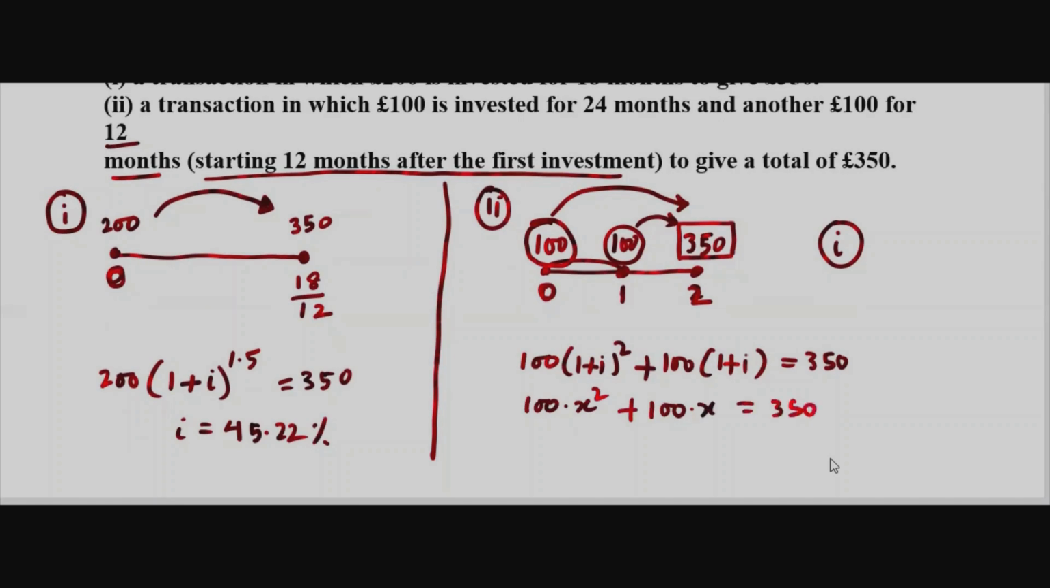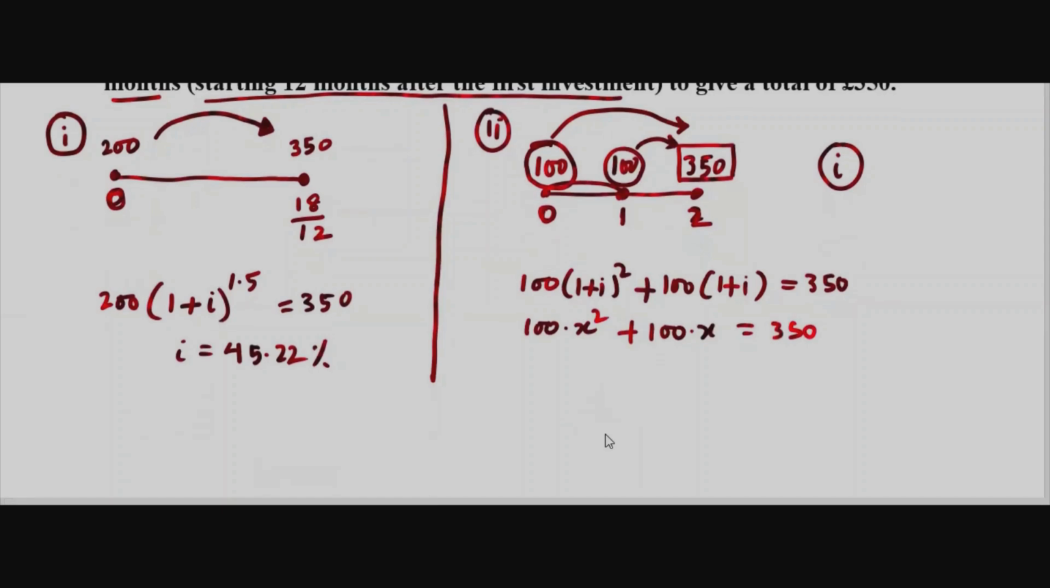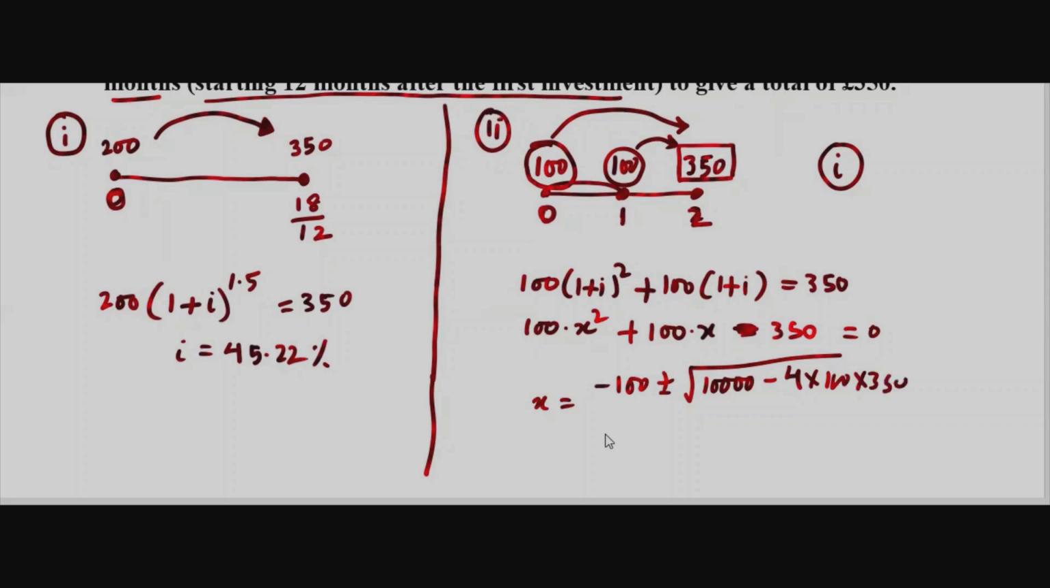You can write this way. Then you find 1 plus i. From 1 plus i, you can find i. So you can use the formula. Minus 350 is equal to 0. x is minus b plus or minus square root of b square minus 4ac, over 2a. Minus 400, 350. Use the calculator. So 1 plus i, you will get, from 1 plus i you have to get i.